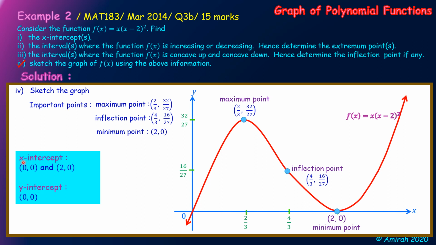And then we can check the x-intercepts. From number 1, we found the coordinates of the x-intercepts are (0, 0) and (2, 0). So let me check. Okay, this is the coordinate of the x-intercepts, (0, 0) and (2, 0). And the coordinate of the y-intercept is also (0, 0), which is the origin, and it can be both x-intercept and y-intercept. So this is the graph of f(x) equals x times (x minus 2) squared.